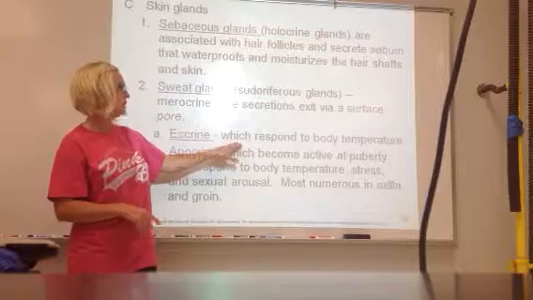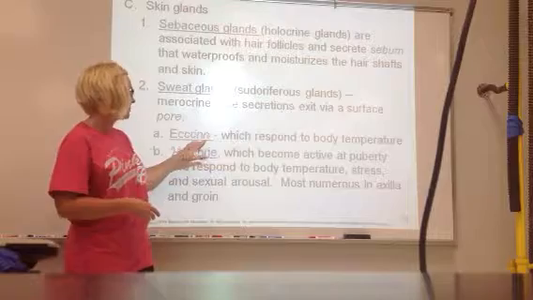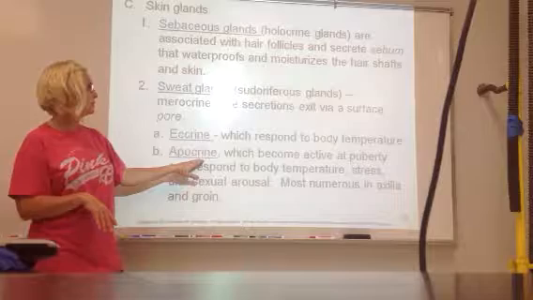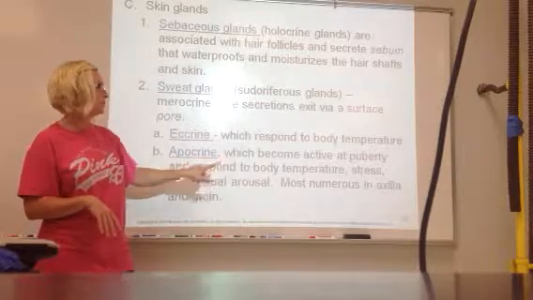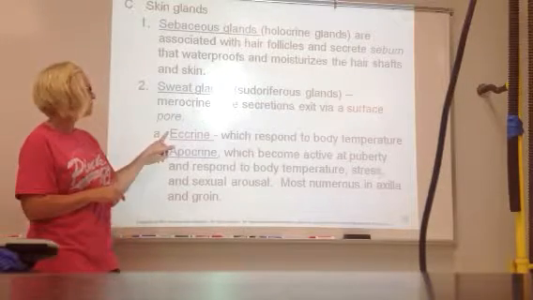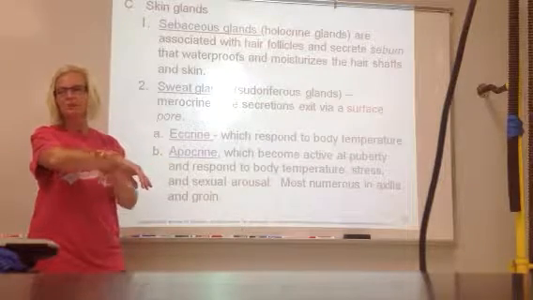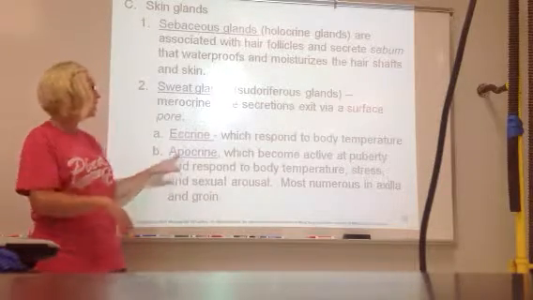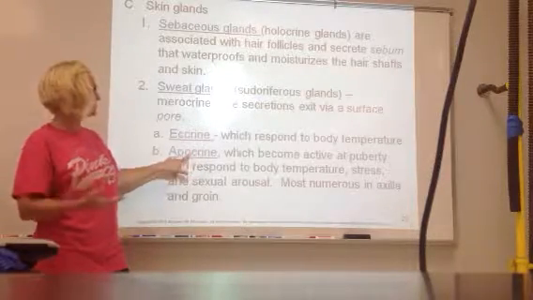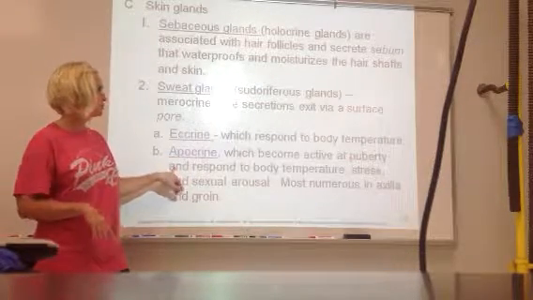Eccrine glands respond to body temperature. So if I'm working out and sweating, my eccrine glands are going to produce sweat all over my body. Apocrine glands become more active at puberty. These are the ones that produce more of the odor. When your arms sweat, your arms don't get all that smelly. It is the armpit area that becomes more odorous because of the apocrine glands. They also respond to body temperature and stress.